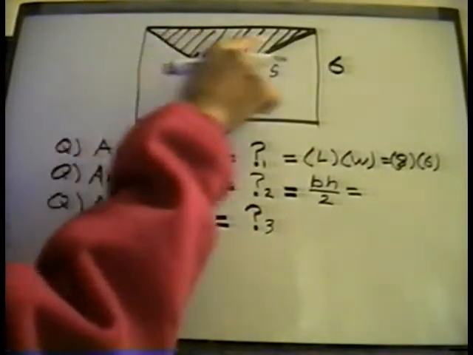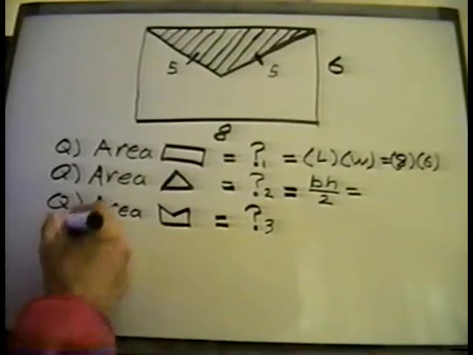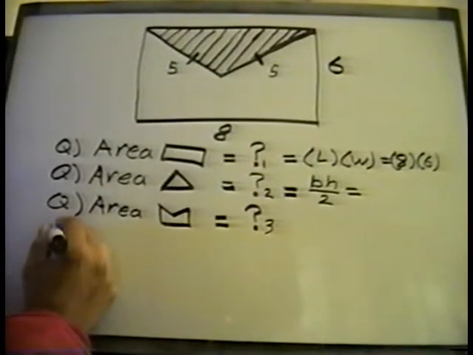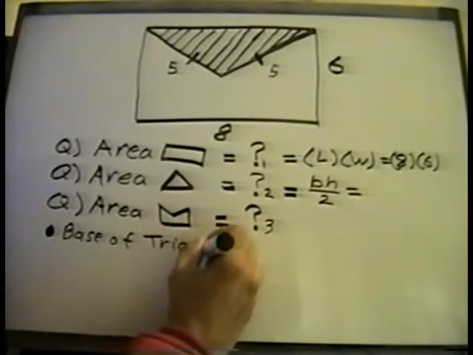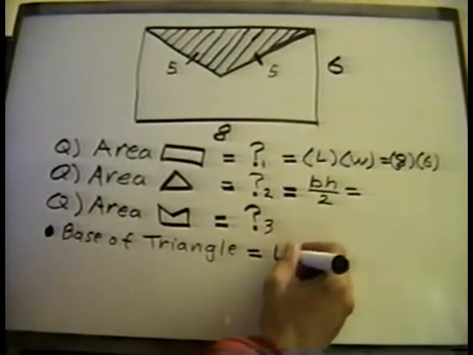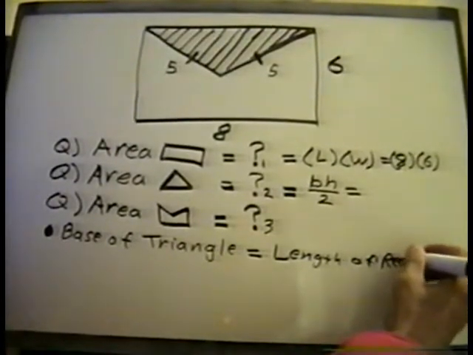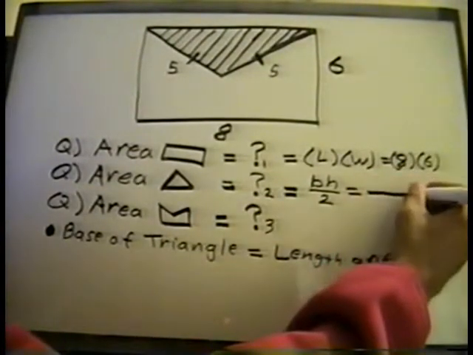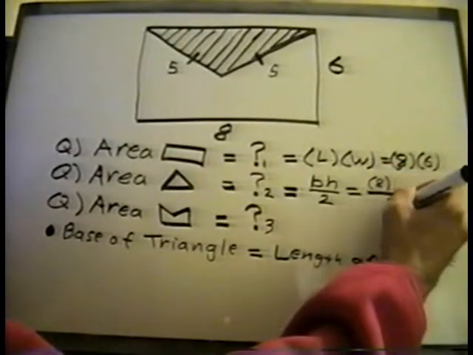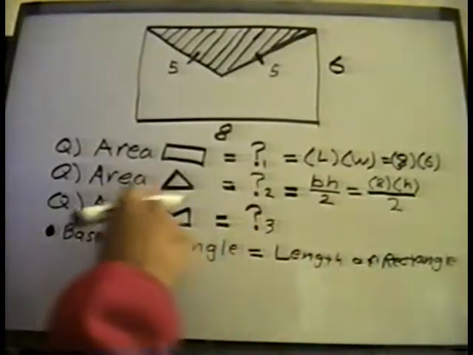8. The base is the same as the length of the rectangle. So here the base of the triangle is equal to the length of the rectangle. Okay, so in which case we get 8 times h over 2. Now we have to find what h is in order to find the area for the triangle.